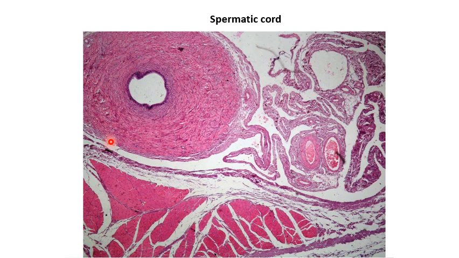Here is the vas deferens, a component of the spermatic cord. The lumen is less folded, lined by not more than 2 layers of nuclei, which is pseudostratified columnar. And here is the musculosa, a very thick musculosa. It is the thickest musculosa. The spermatic cord is formed of the vas deferens, pampiniform plexus of veins, testicular artery and vein, and cremasteric muscle.